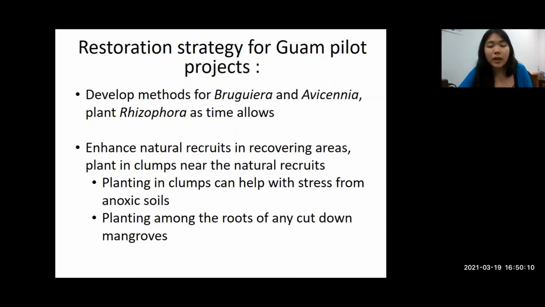In general, it seems like we can probably try to focus on Bruguiera since it really might not be making many propagules. So for the ones it does make, we want to give them a head start to help them survive. And then Avicennia, we can work on methods to make sure those do okay, they don't get eaten, they grow okay. And Rhizophora, since it's a little bit easier, we can plant them as time allows.